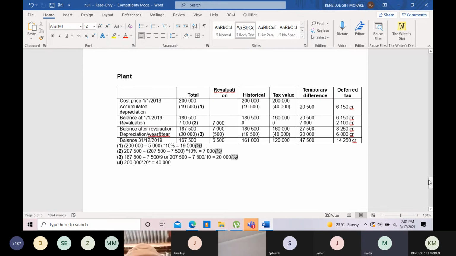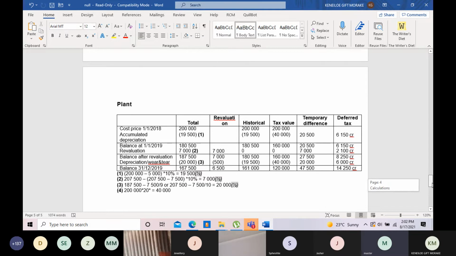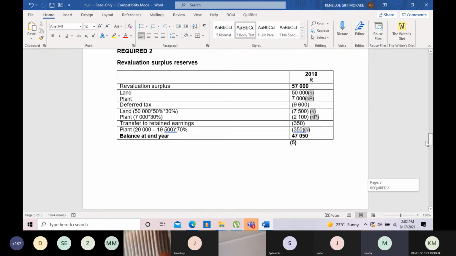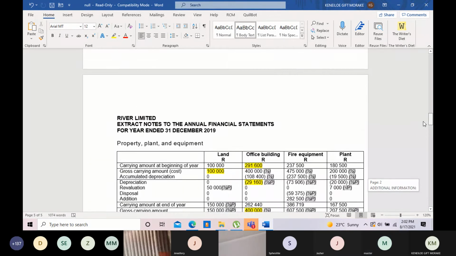You see now, let me start this thing like this. Once you have the gross replacement value, this is what you must do. If you go back there, let me show you this thing of revaluation.